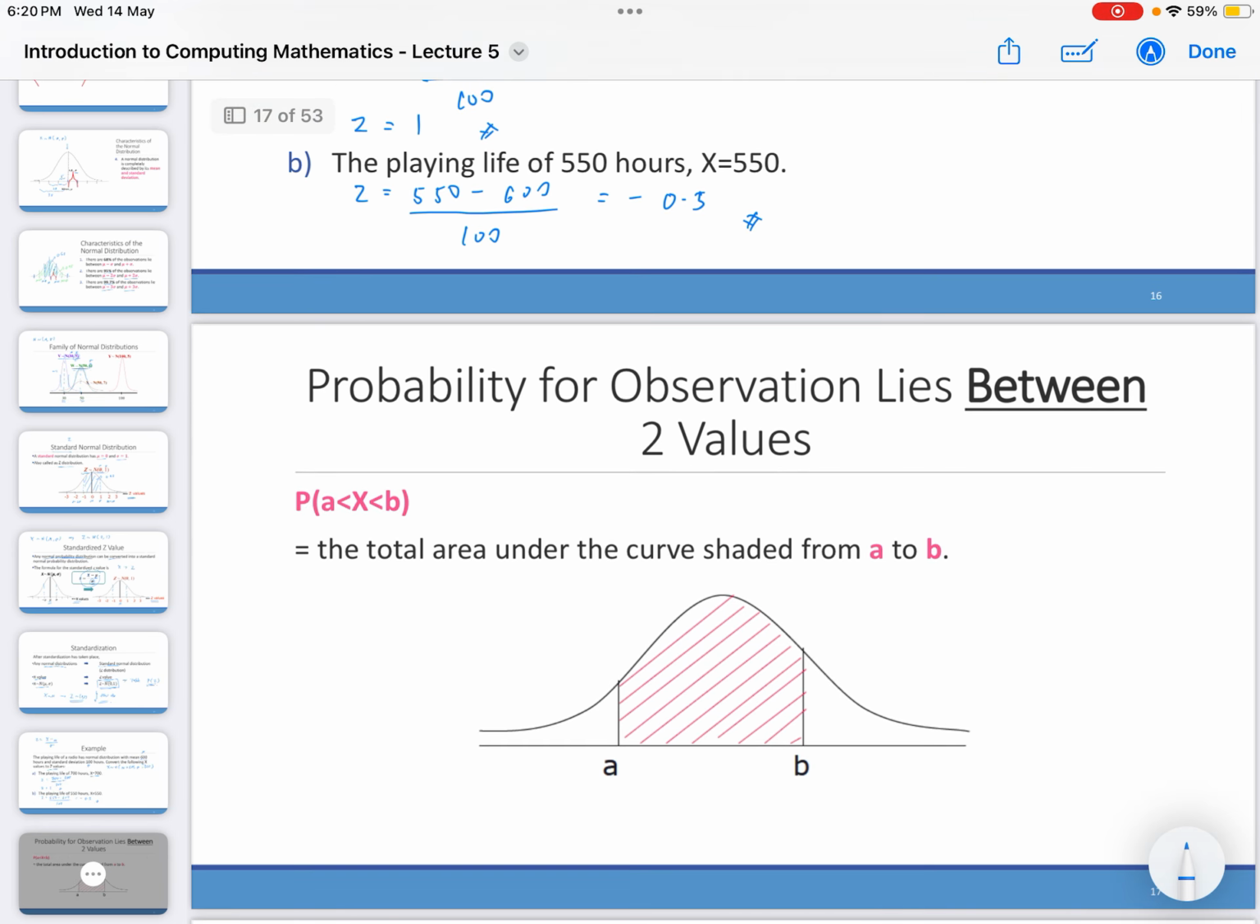Okay, now we want to learn about the probability of an observation lying between two values. Let's say we want to find the probability of x in between A and B. We have A over here, we have B over here. For continuous, we know the probability will be the total area under the curve. This one, the shaded region here. So if you want to find this probability, it's actually the area under this curve.